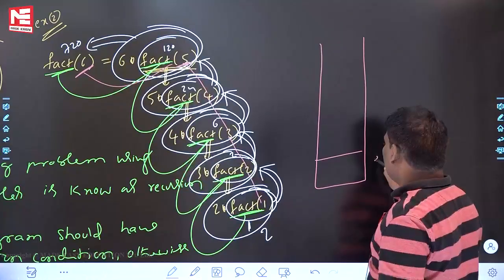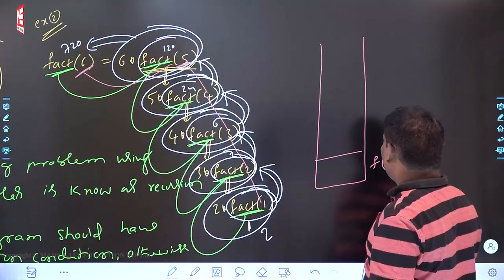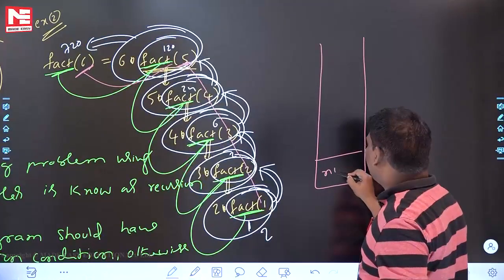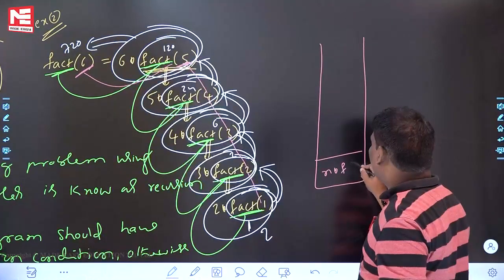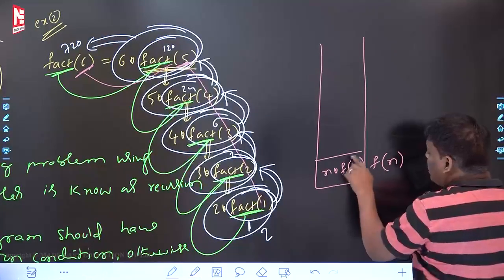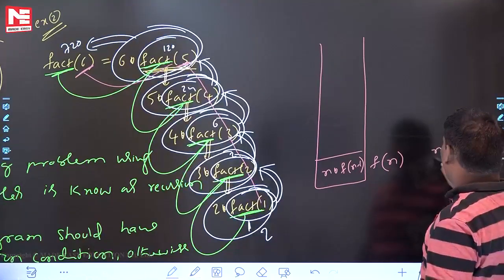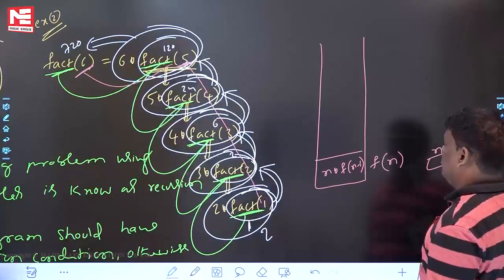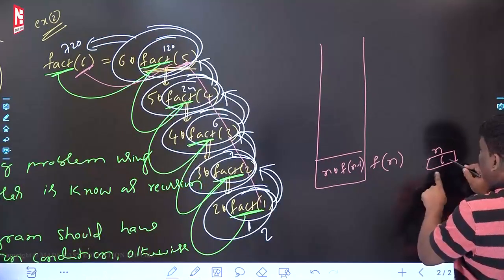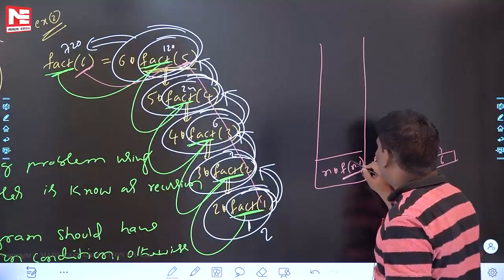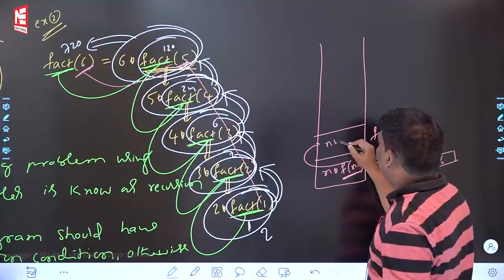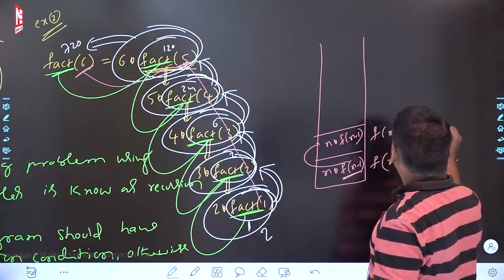The first function call, if you see, is factorial of n. What is the code? n into fact of n minus 1. Factorial of n is equal to n into fact of n minus 1. Some people are asking, sir, what is the n value? The n value is 6 here. Now, because it is a function call, again push. Same: factorial of n into fact of n minus 1. But here the n value is 5.